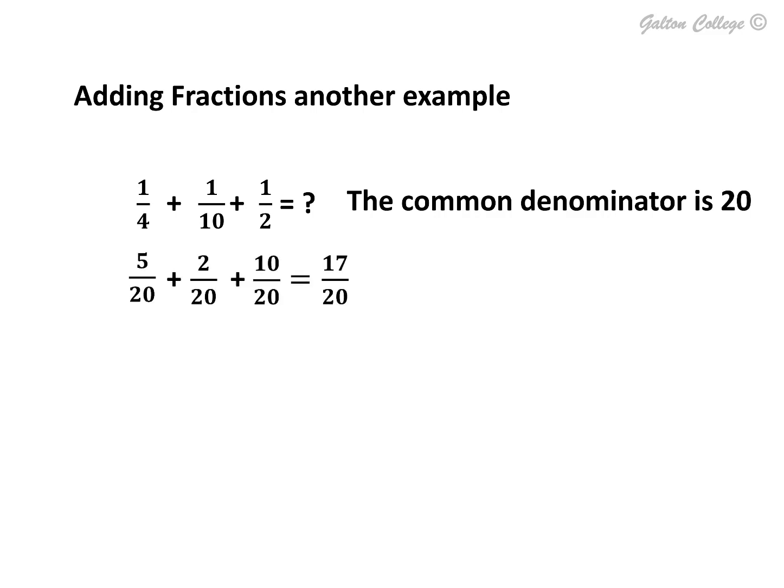Now, 4 into 20 is 5, so that's where we get our 5 from. 10 into 20 is 2, so we get that. 2 into 20 is 10. So add 5 plus 2 plus 10 and we get 17, and it's 17 over 20. That's the answer.